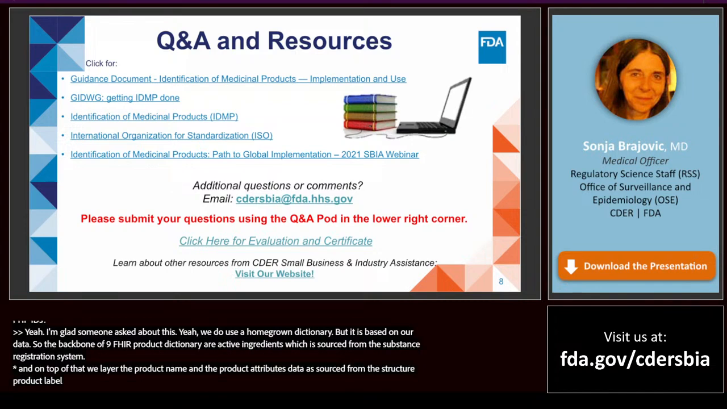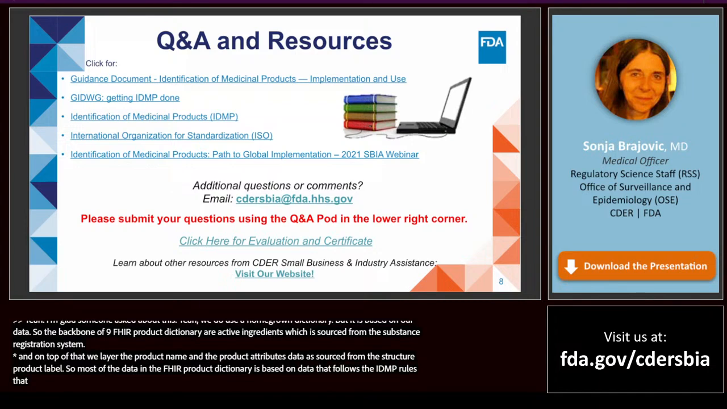So most of the data in the FAERS product dictionary is based on data that follows the IDMP rules, that is fully compatible with our regional IDMP rules.